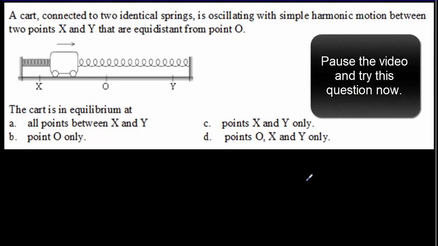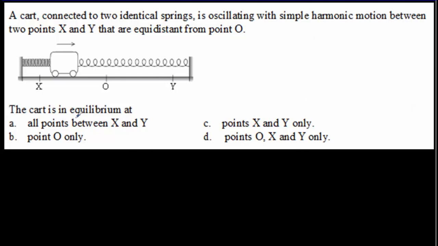Another IB question. Pause the video, try the question, come back for the answer. Okay, so if the cart's in equilibrium, equilibrium really just means that the net force has got to be 0. And if we have our cart right here in the center, both of these identical springs are going to be stretched, and they're both going to pull in opposite directions with the same force. So those forces will cancel out, and that means that the point O is the point where there's no net force, and that's the equilibrium point.